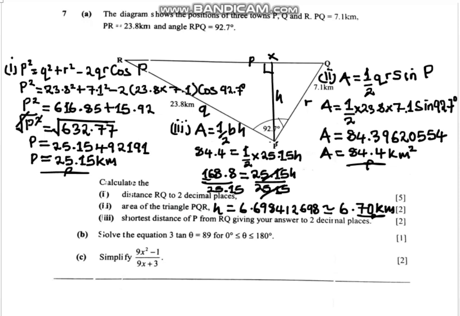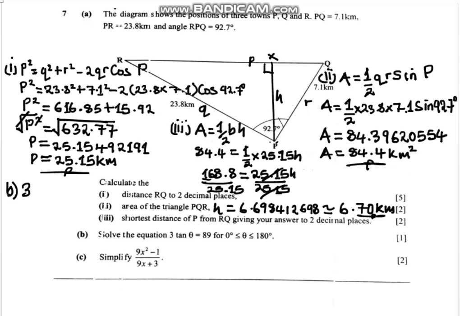Then going to B, on B we've got the question: solve the equation 3 tan theta equal to 89 for theta ranging from 0 degrees to 180 degrees. So for this one, if you look at the range for theta, we are looking at the first quadrant and the second quadrant. And if you look at tan, it is positive in the first quadrant and negative in the second quadrant. So for theta that we are looking for here, we are specifically looking for the value of theta in the first quadrant. So finding the solution to B, so we're going to write B.